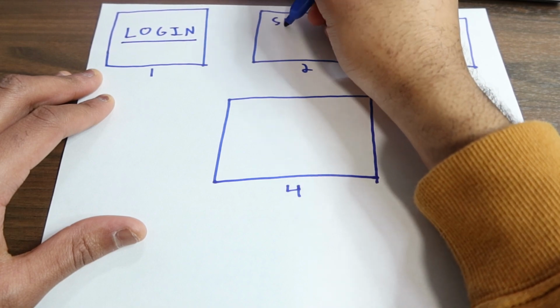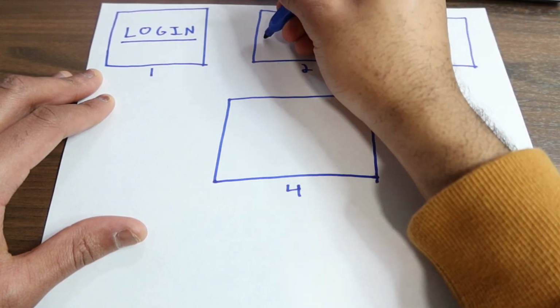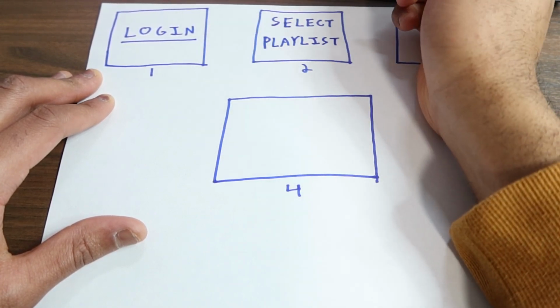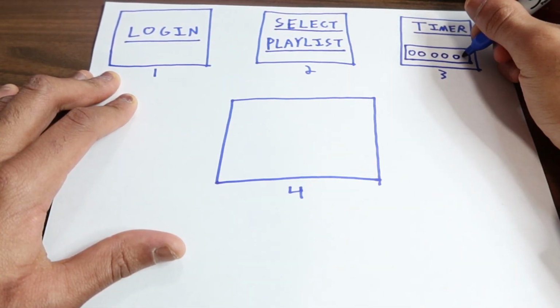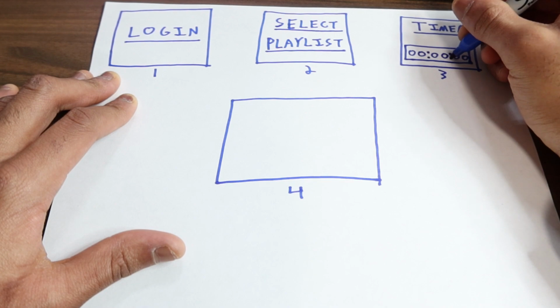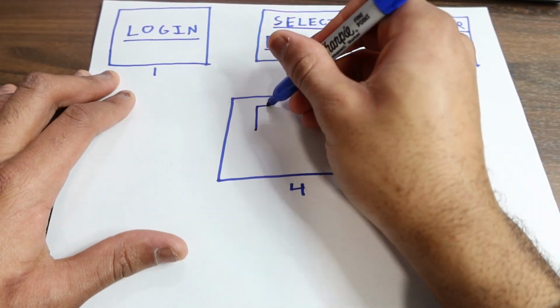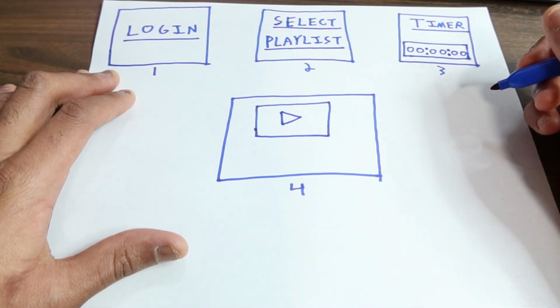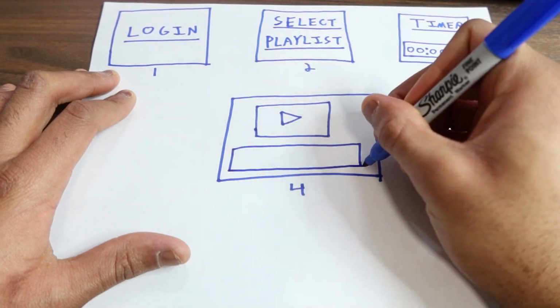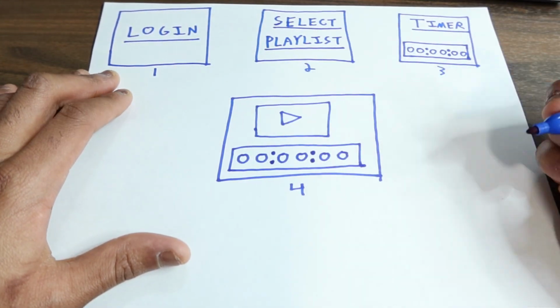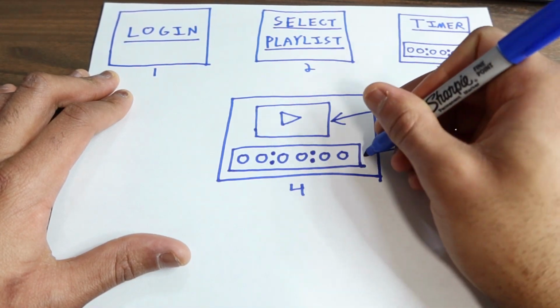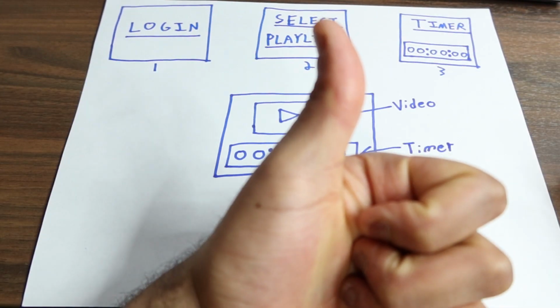The second page is just going to be where you select whichever playlist you want to play in your browser, and then that third page is going to be where you set both your study timer and your break timer. And then finally, the last page is where your video will be playing, and also the countdown timer will be going on as well. So hopefully this design makes sense. And yeah, let's just get started on actually writing the code to implement our front-end design.